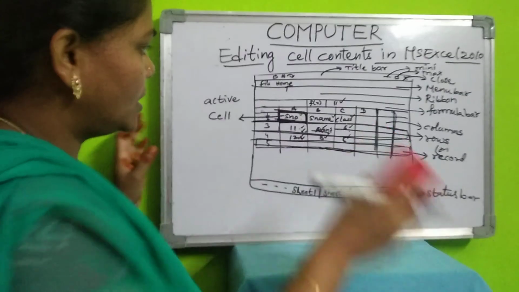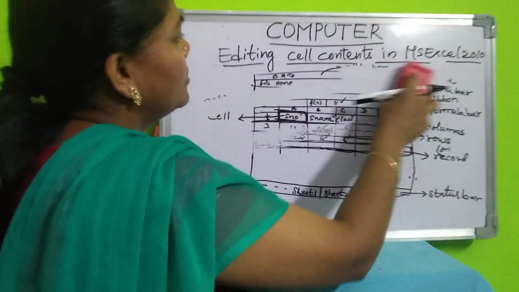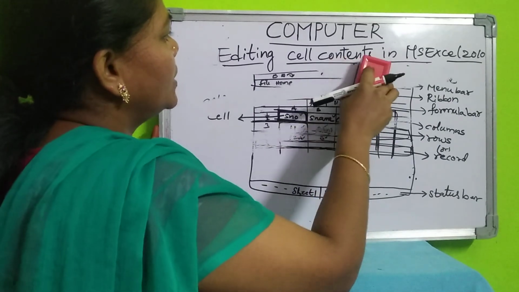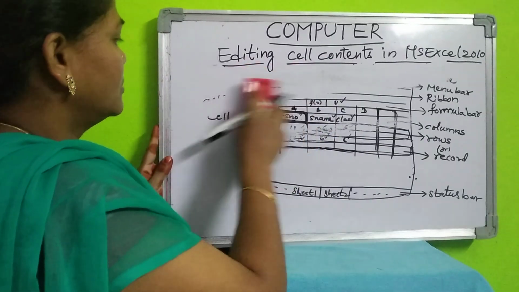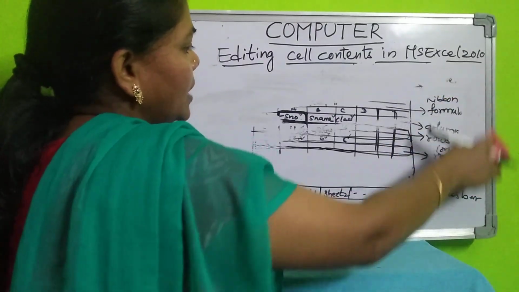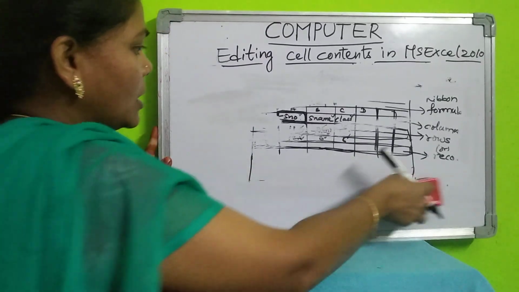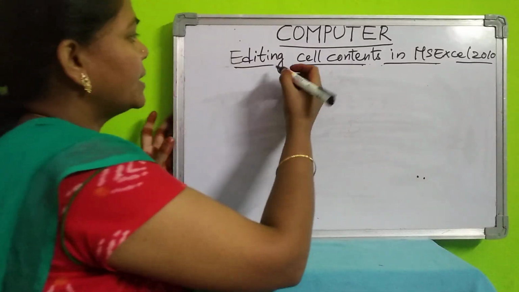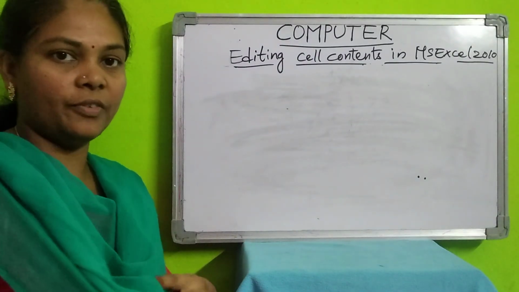I will erase this. So how many ways can you modify the cells? Two ways: overwriting and partial modification. You can double click on the cell and write it, or in the formula bar also you can write the cell content by overwriting or partial modification.